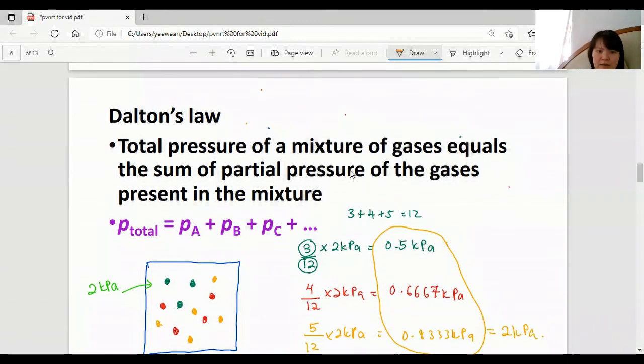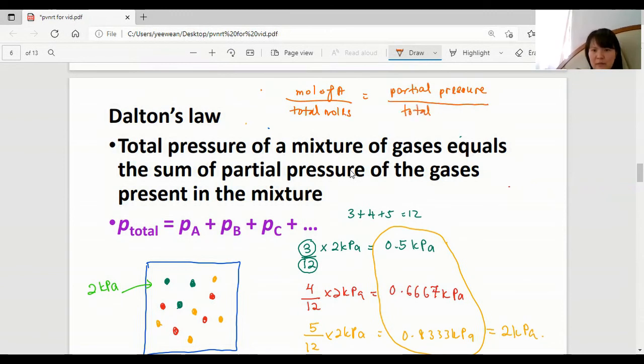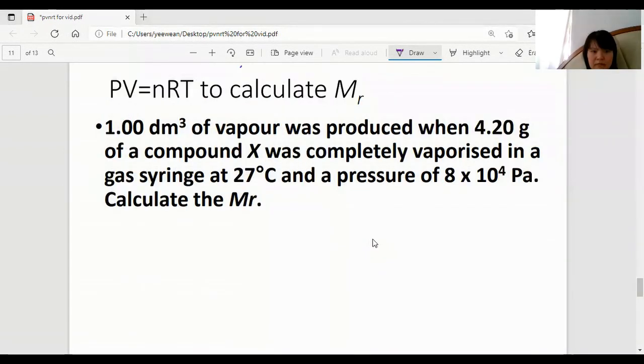So we can say that the moles of A over total moles will be equal to the partial pressure exerted by that gas over the total pressure. Let's try a PV equals nRT calculation. This is an ideal gas. If it's not ideal, then we can't use PV equals nRT.